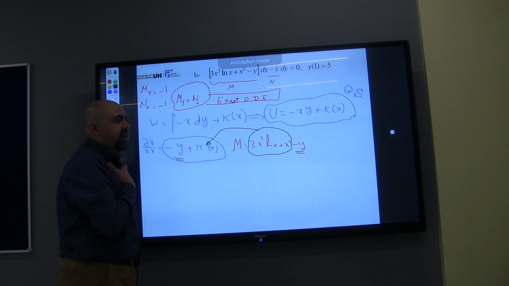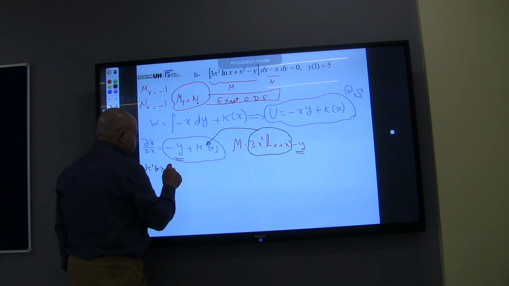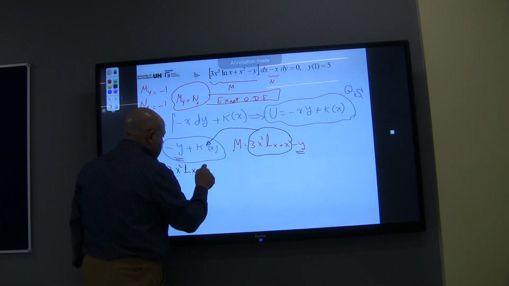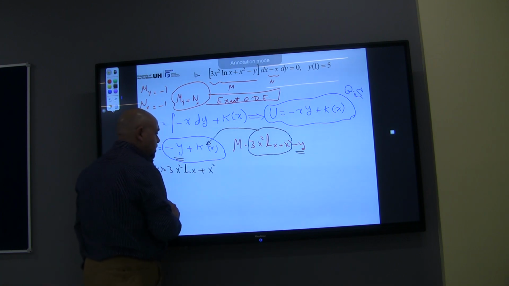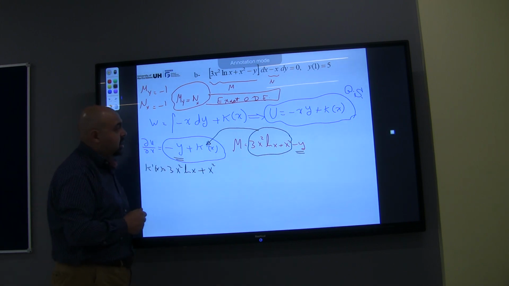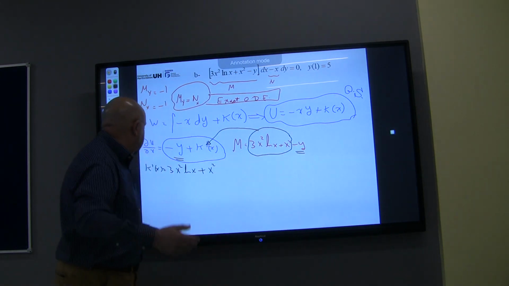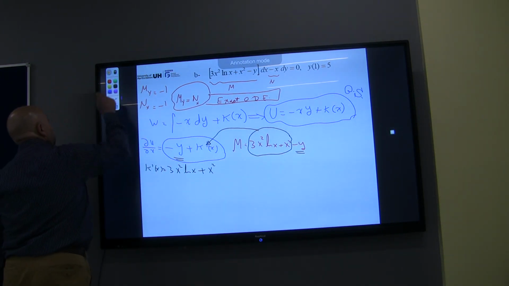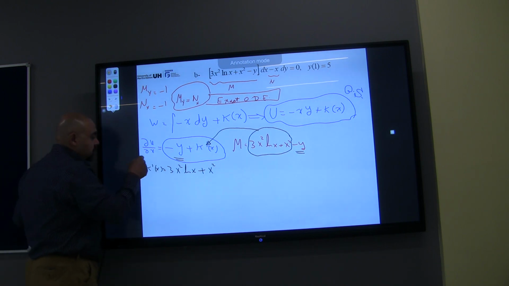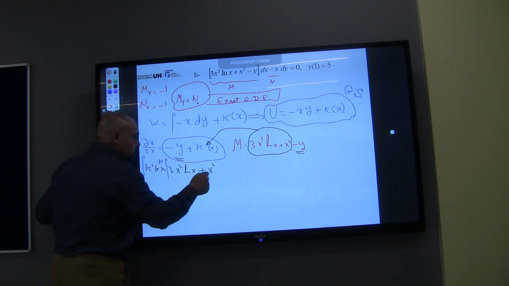Now I know the value of k dash of x. Probably k dash of x is supposed to equal 3x squared ln x plus x squared. If I integrate this function, I will have k of x, and all I have to do is replace it here and I have the general solution. Okay, let's do that. Let's integrate this part with respect to x. So I will integrate both sides with respect to x.